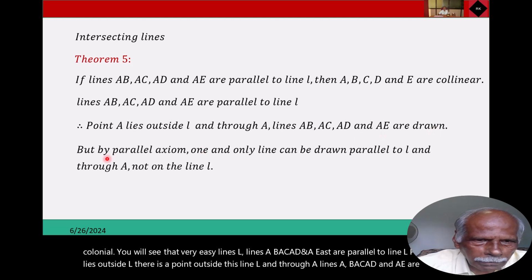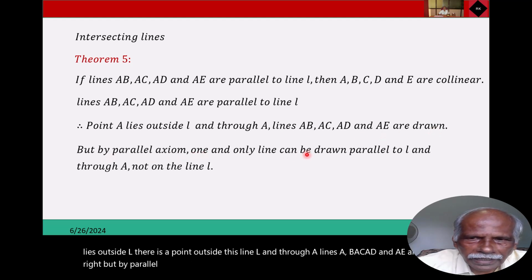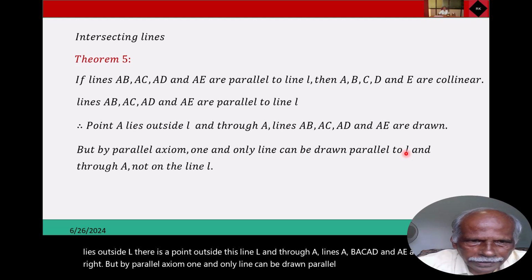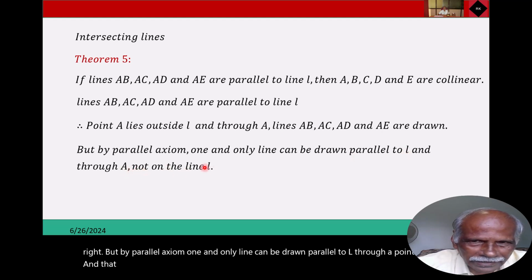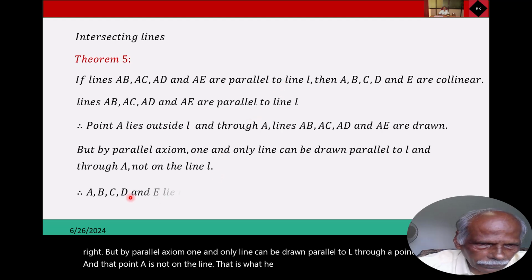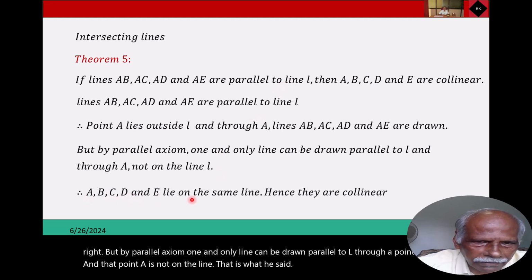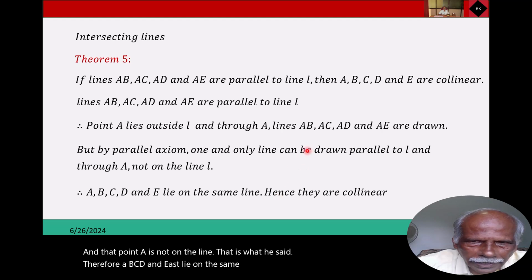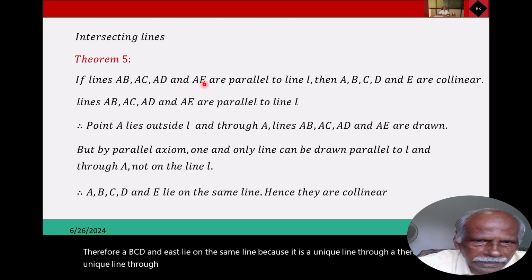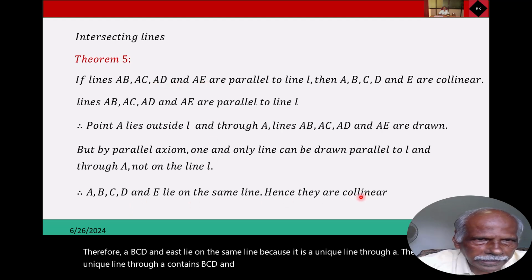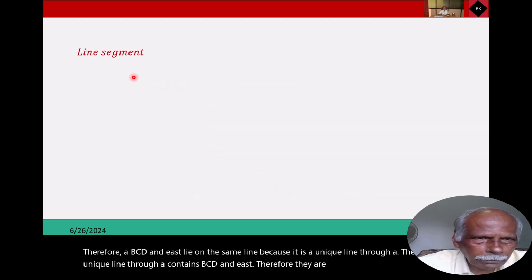But by parallel axiom, one and only one line can be drawn parallel to L through a point A, and that point A is not on the line. That is what he said. Therefore, A, B, C, D and E lie on the same line because it's a unique line through A. Therefore, a unique line through A contains B, C, D and E. Therefore, they are collinear.